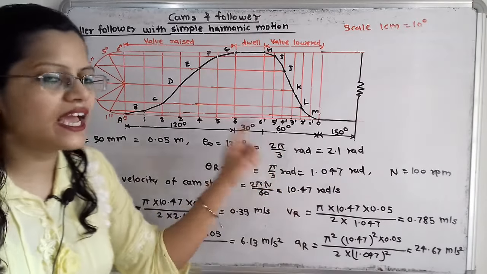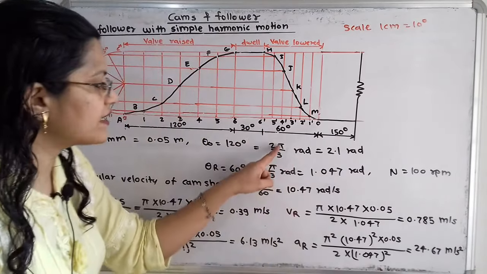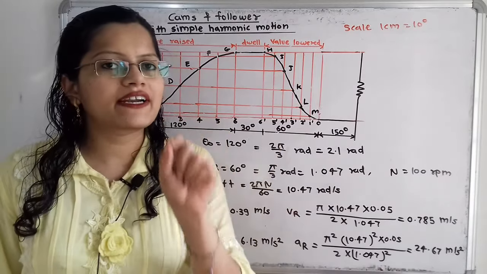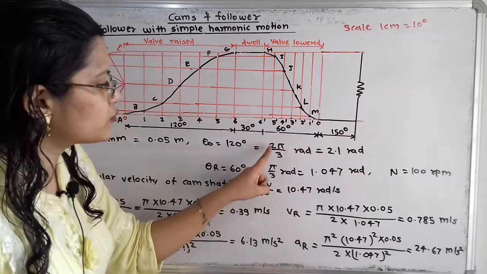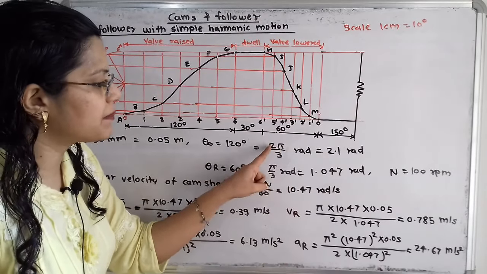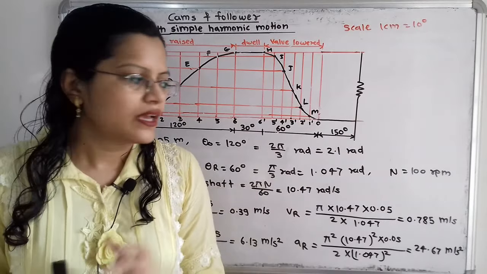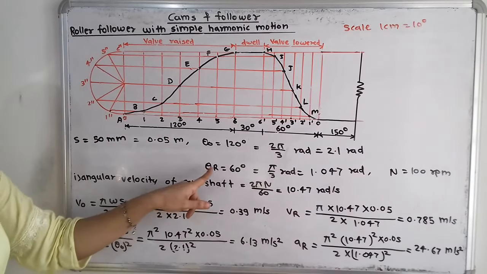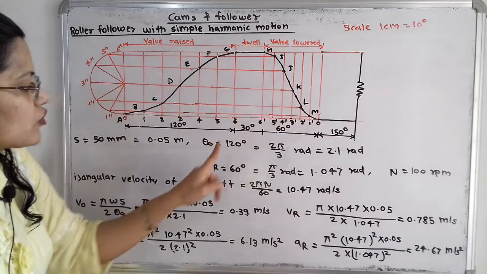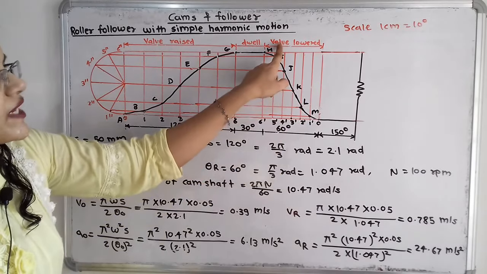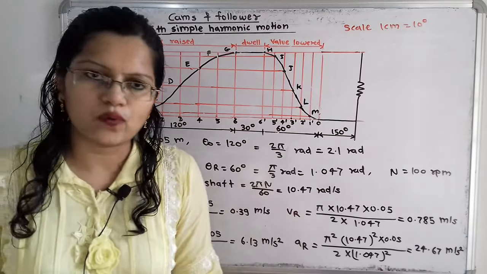So with the help of the calculator we calculate this. The pi value is already present in the calculator. So if we multiply pi by 2 divided by 3, then we will get 2.1 rad. Then in the same way, for the return stroke, the angular displacement is given, that is 60 degrees, or we can also say for the valve lowered.